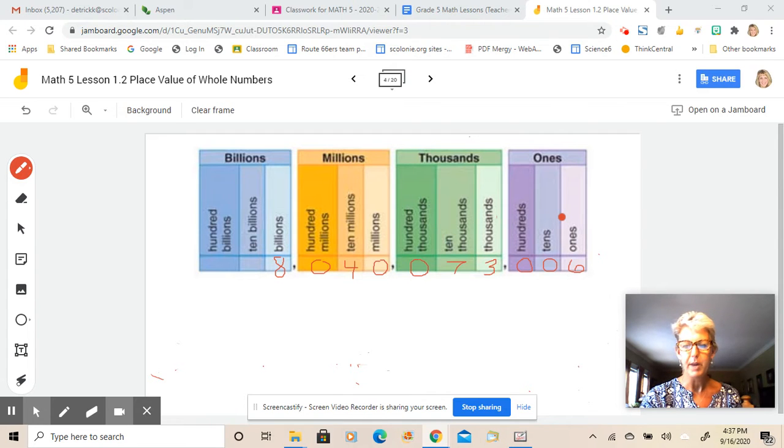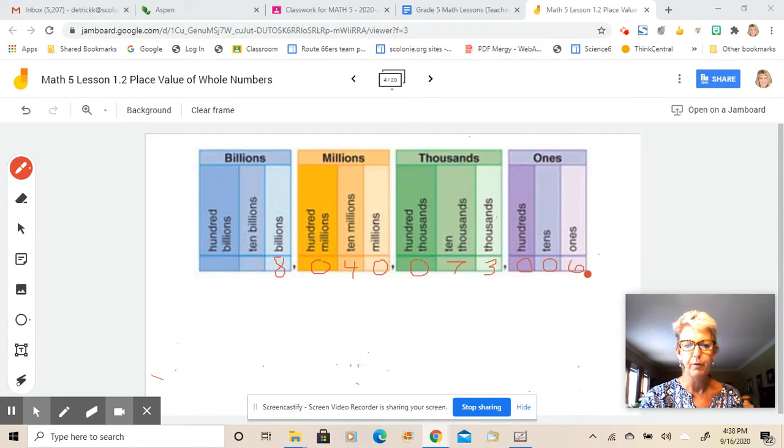So when you're reading a number, which is an important skill to have, you have to be able to read your grouping of three numbers. So when we read our grouping of three numbers here, if we look at this blue chunk, we would read this as 8,040,073,006. So now let's talk about how we would write that in expanded form.